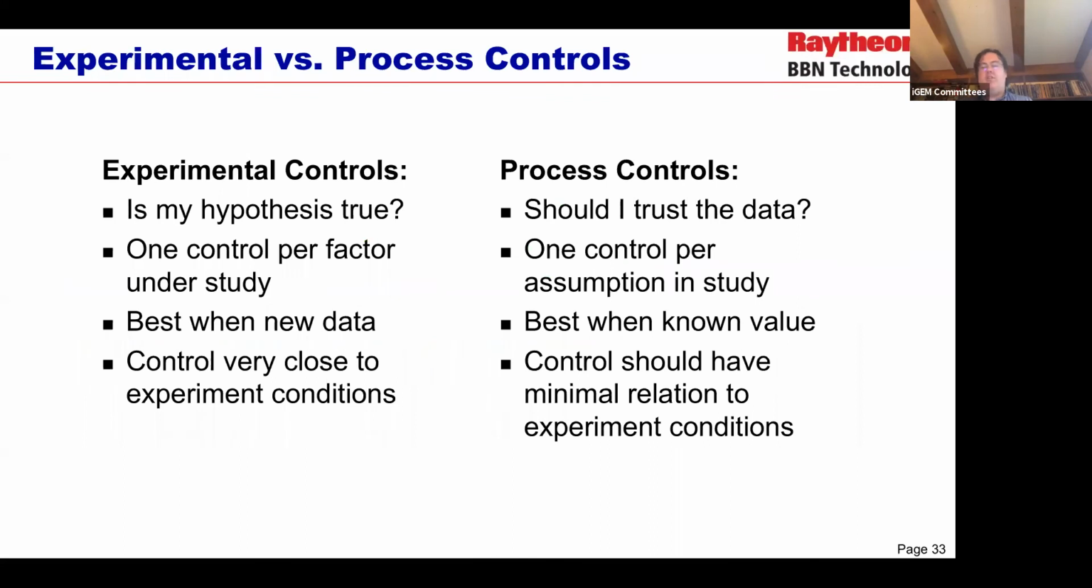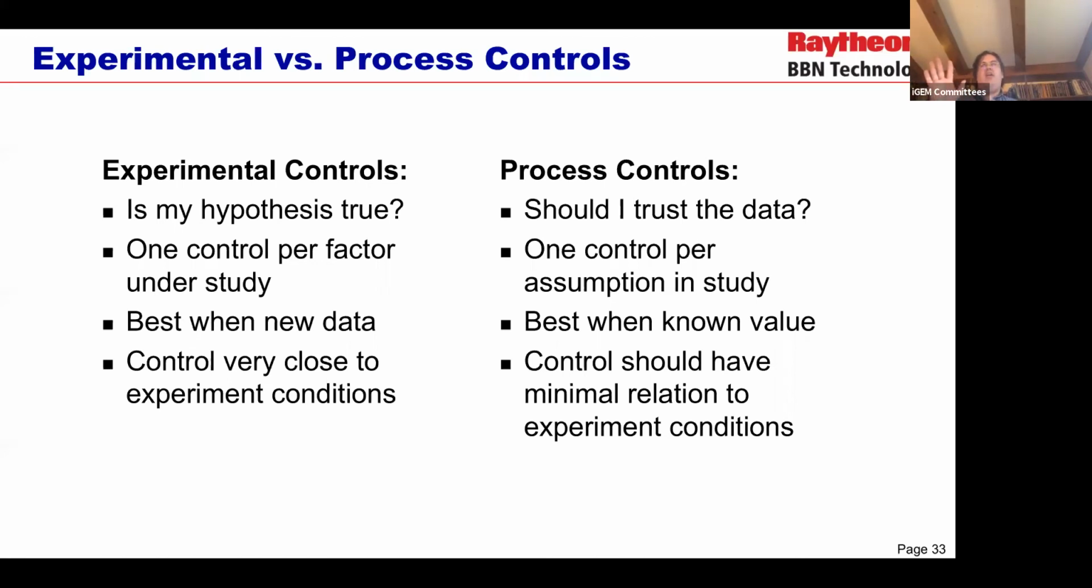One more thought in interpretation. We talk a lot about controls in science, but most of the controls that get talked about are the experimental controls. There's another set of controls that I want you to think about, which are called process controls. Experimental controls are the ones where you're asking, is my hypothesis true? And you want them to be as close as possible to your experimental conditions, and one control for every factor that you're studying. Process controls are the converse.